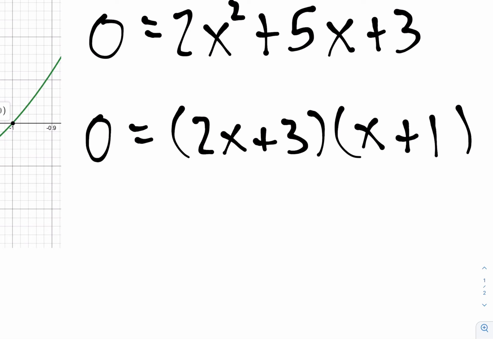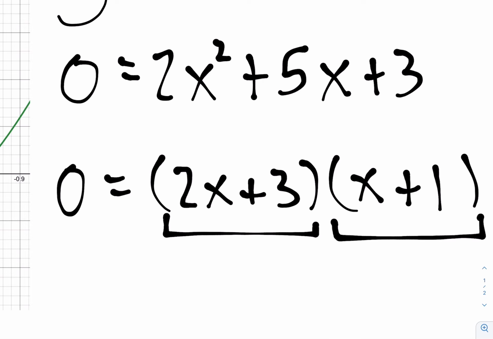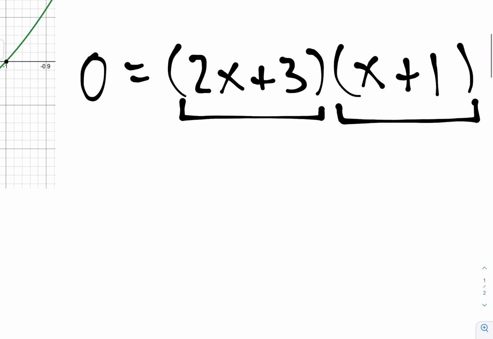Now, to actually solve for x, the hard part is done. We've done our factoring. All we have to think now is these two brackets are multiplying together to equal 0. We know that the other side equals 0. And we also know that if we multiply one thing by another thing, and either of those things is 0, then the product of those two things is going to be 0. Here's what I mean by that.